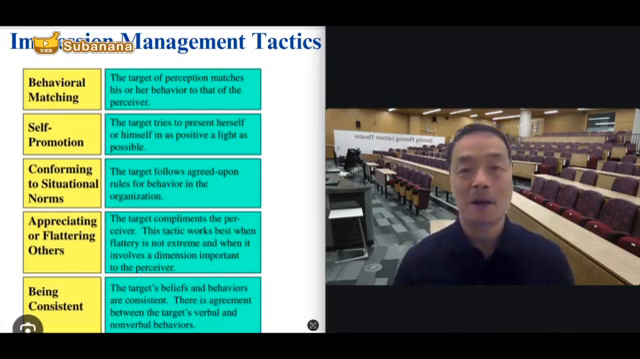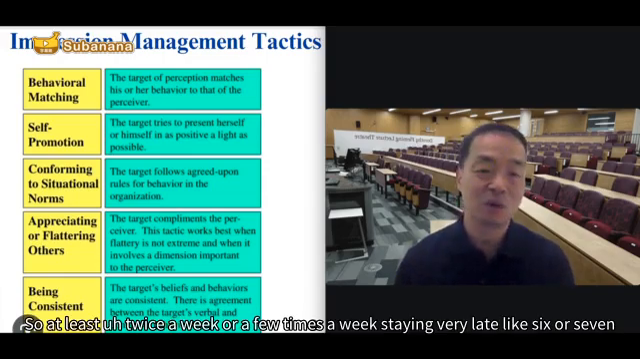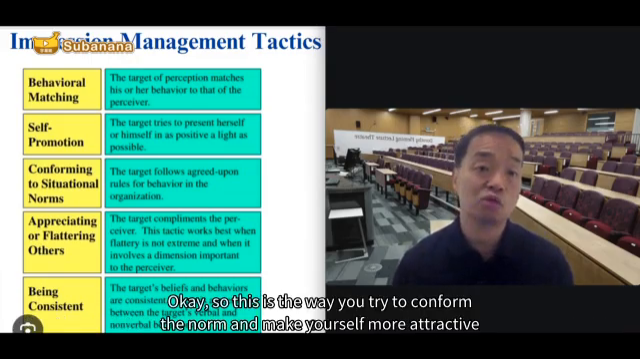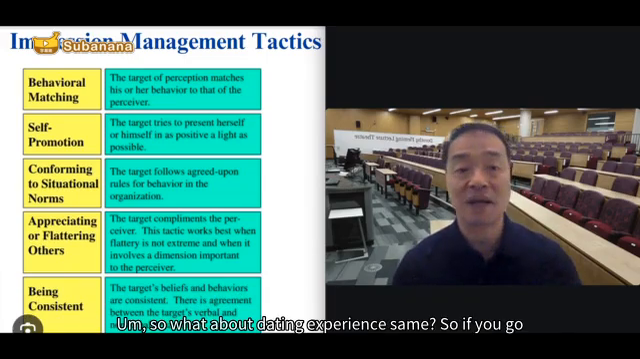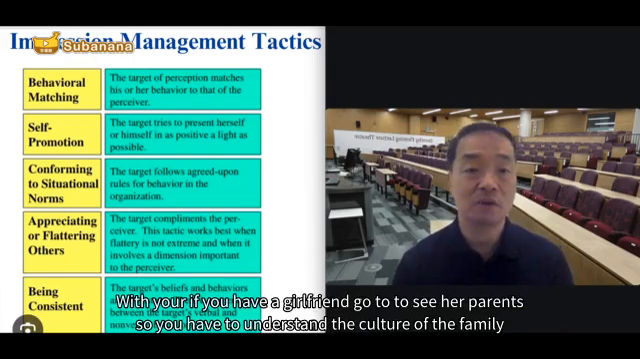So you have to spend, if not every day, at least twice a week or a few times a week staying very late, like 6 or 7. Okay, so this is the way you try to conform to the norm and make yourself more attractive. So what about dating experience? Same. If you have a girlfriend and go to see her parents, you have to understand the culture of the family.